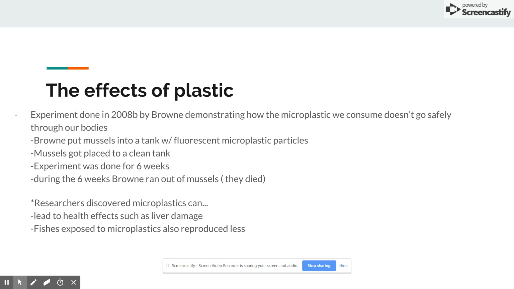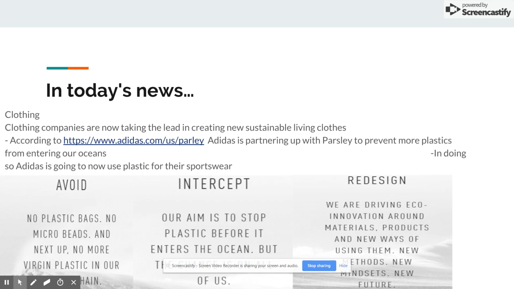Researchers also discovered that it can lead to health effects such as liver damage, and fish which were exposed to microplastics also were shown to reproduce less.